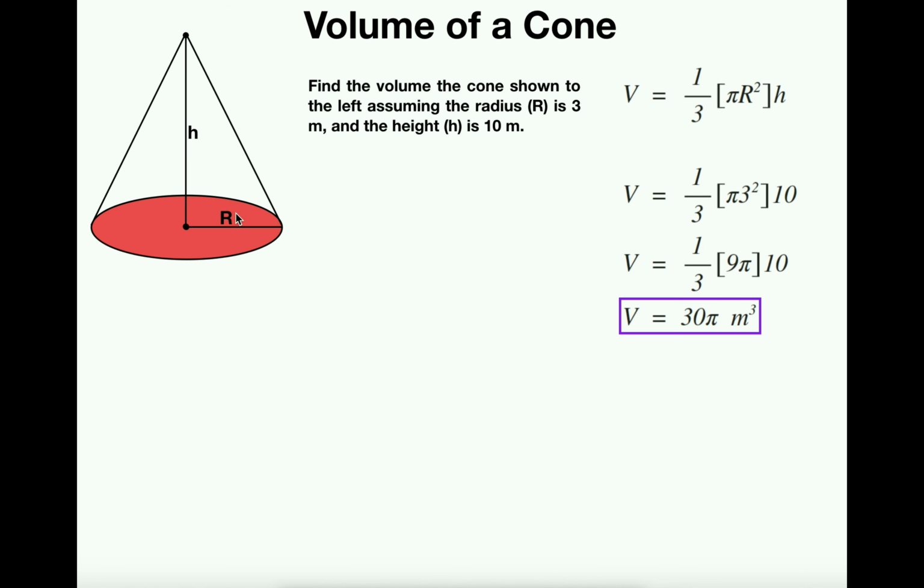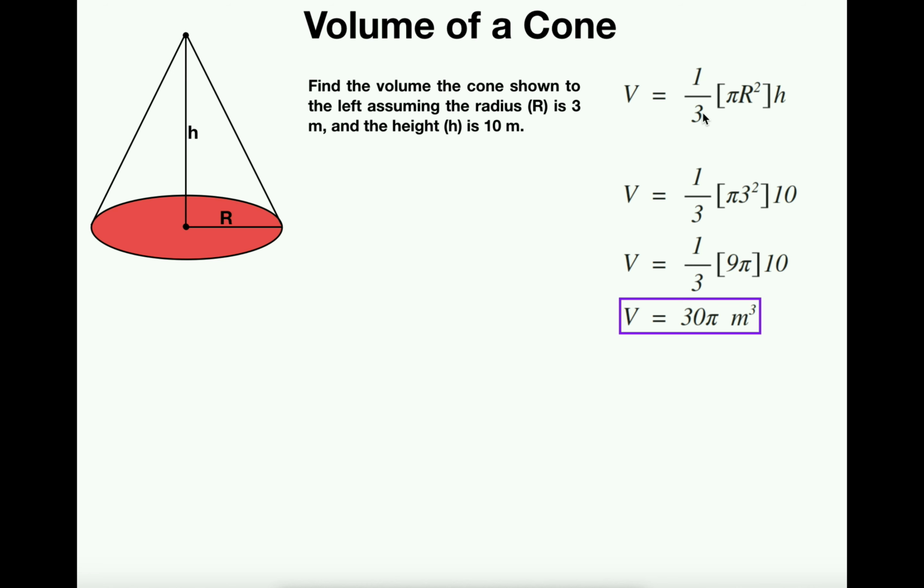Now, if this were a cylinder, the volume would be given as pi r squared times the height. For a cone, it's the same thing, except we have to multiply out in front by 1/3, or you could think of it as dividing by 3.